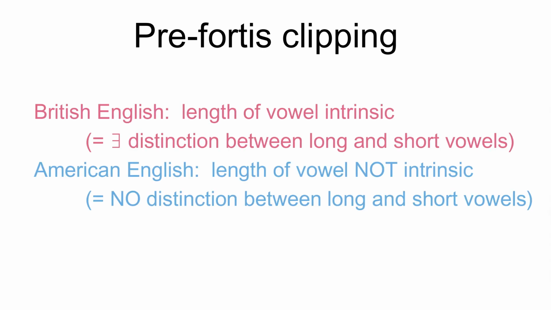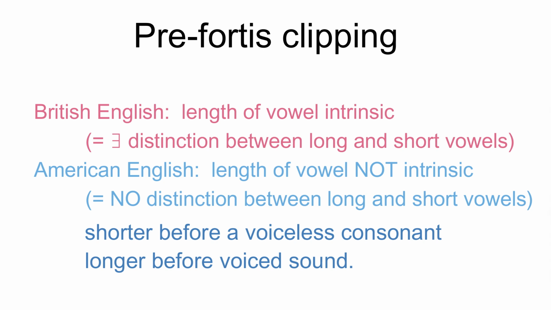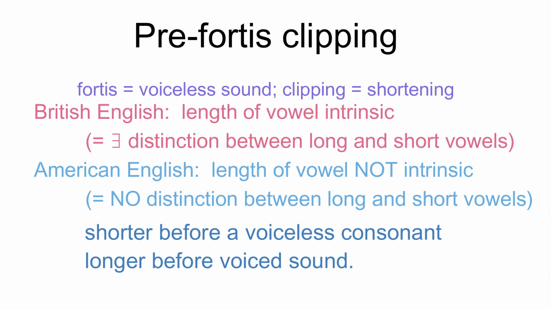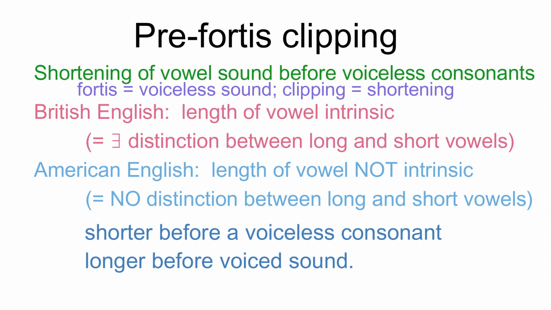Pre-fortis clipping. In American English, the length of vowel sound is not an intrinsic feature of a vowel. Rather, the length is determined by the neighboring sounds. Specifically, the length is shorter before a voiceless consonant and longer before voiced sound. This phenomenon, in linguistics, is called pre-fortis clipping. The term fortis amounts to voiceless sound, and clipping means shortening. So, pre-fortis clipping means the shortening of vowel sound before voiceless consonants.